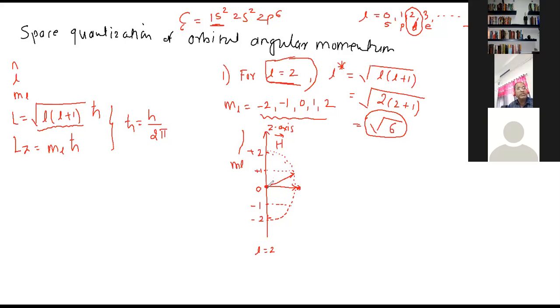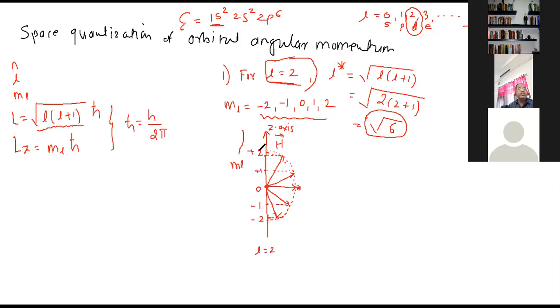For -1, where is the orientation? From the center, from center here to here. Again, if you go for +2, your circle should be more. This +2 is supposed to be here like this, and here the +2 is here. Your orientation will be from here to here like this. These are the orientations of ml.